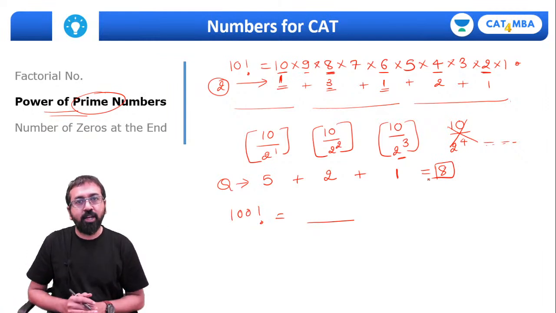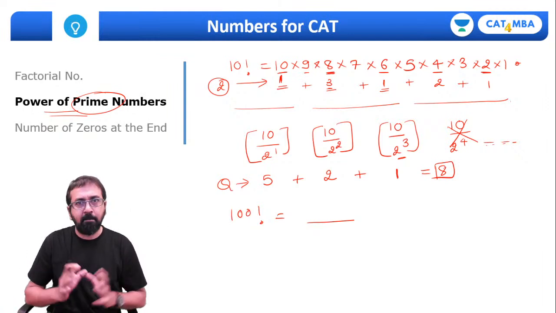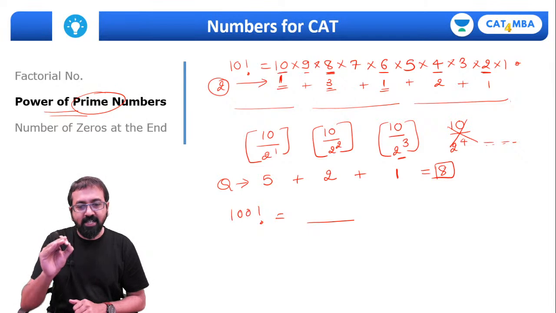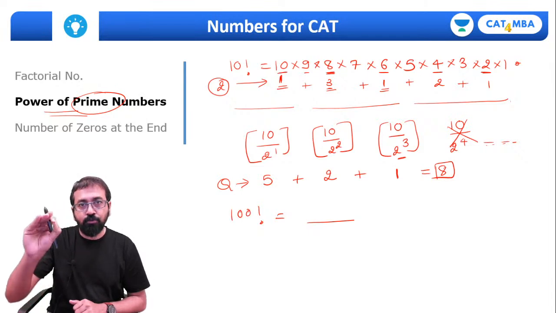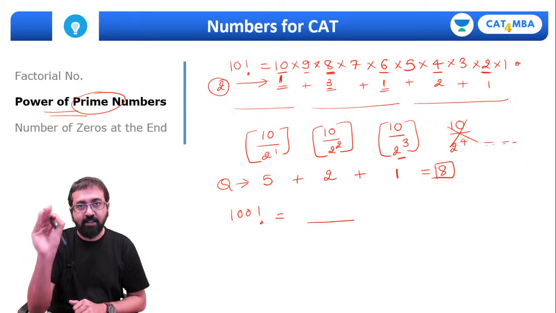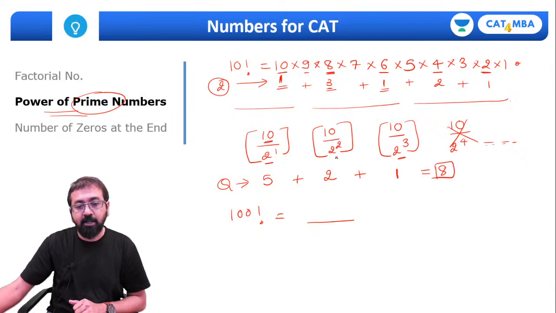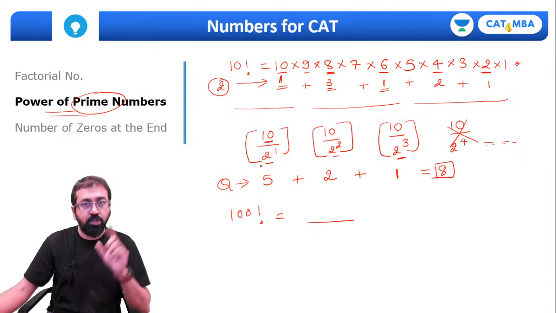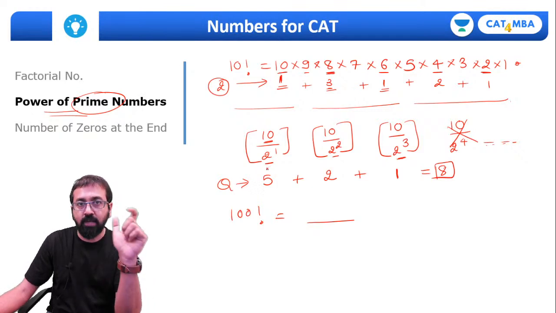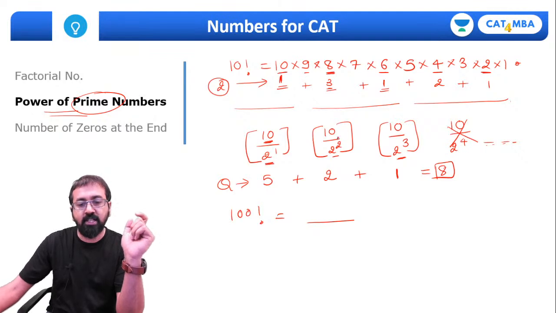Have you understood this point, everyone? Isn't that simple? So once again, if I want to find out the power of 2 in 10 factorial, or the power of any prime number in a given factorial number, I need to divide that particular number by different powers of the prime number. Here I want to find the power of 2 in 10 factorial, so I divided 10 by 2 raised to 1, then 10 by 2 raised to 2, 10 by 2 raised to 3, and I just wrote down the quotients.